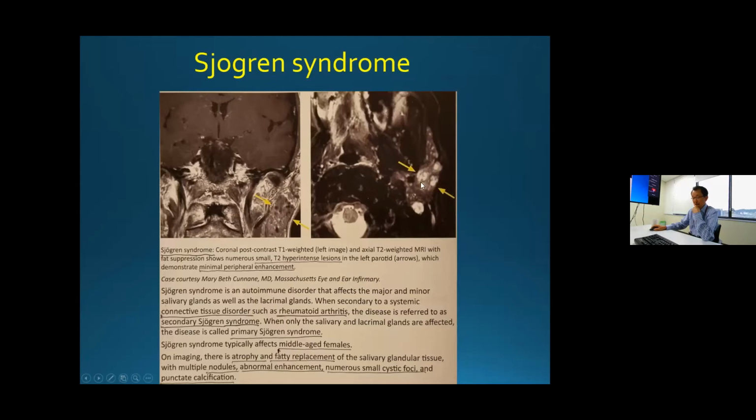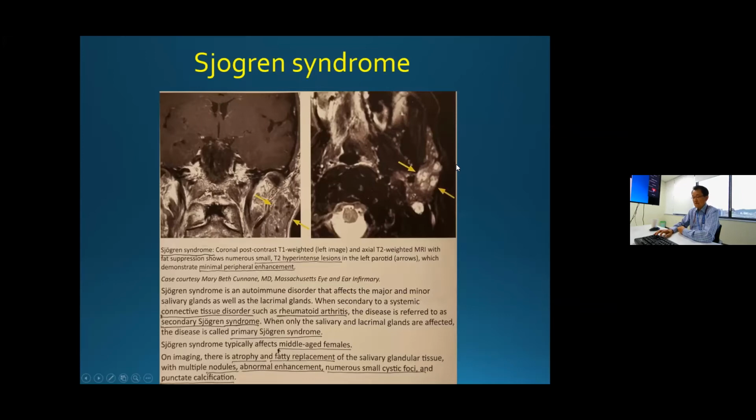This is a Sjogren syndrome patient. This is a chronic adenitis, an immune disease patient. And so the imaging often shows an atrophic parotid gland and fatty tissue enhancement.